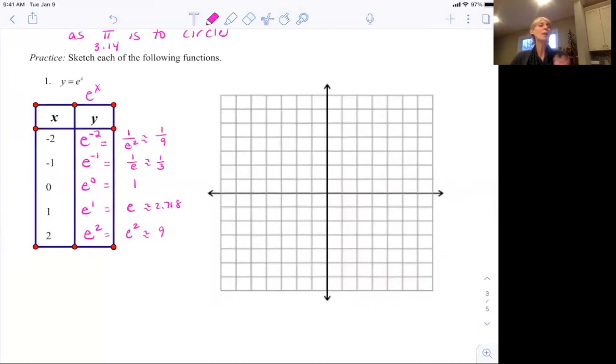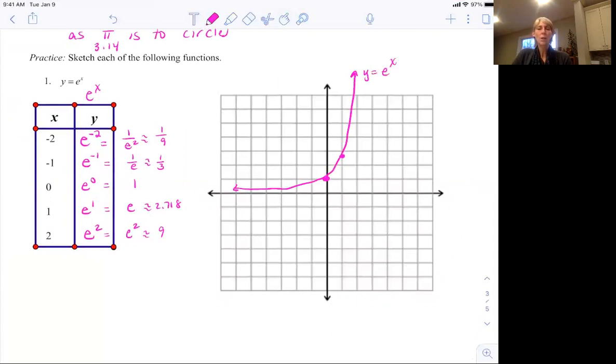Now, I want to put my 2 main points on: 0, 1, right, when I go to graph this, and 1, e. So e is about 2.718, so I'm going to go right there. And really, the rest of the graph is just going to stay the same shape as an exponential.